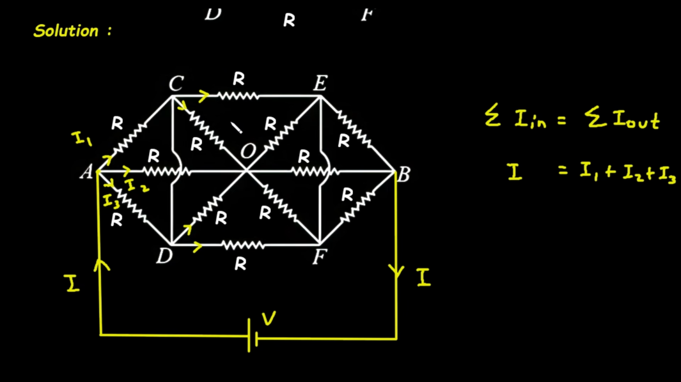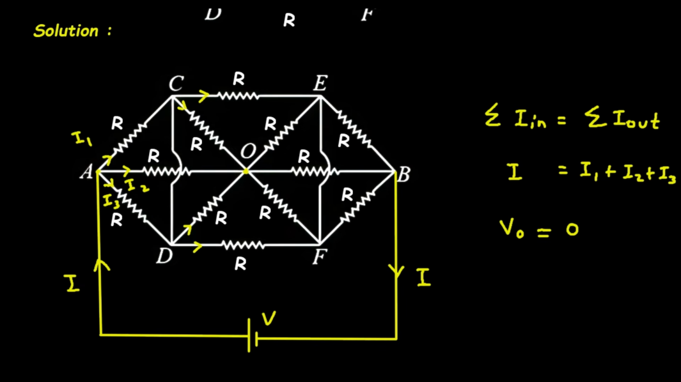Now what will happen? This is a symmetrical circuit, so the same current will flow between C and E, and the current between D and F will be the same. Similarly, the current between C and O will be the same as the current between D and O. Because of that, this node voltage will be 0. So we can write VO is equal to 0. If VO is equal to 0, that means we can remove this part.